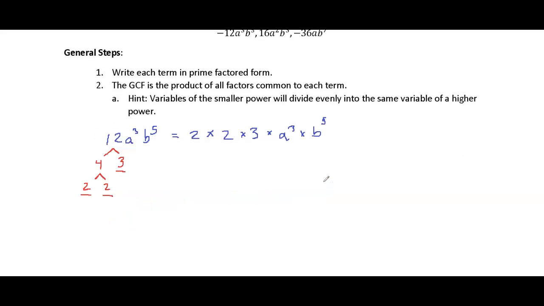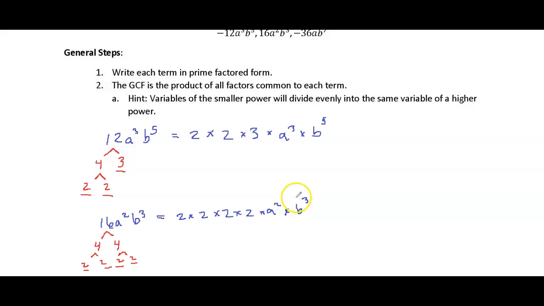Now moving on to 16a squared b to the third, we can use a prime factor tree once again to factorize 16. 16 is 4 times 4, and 4 can be factored to 2 times 2. So then 16a squared b to the third can be factored to 2 times 2 times 2 times 2 times a squared times b to the third.